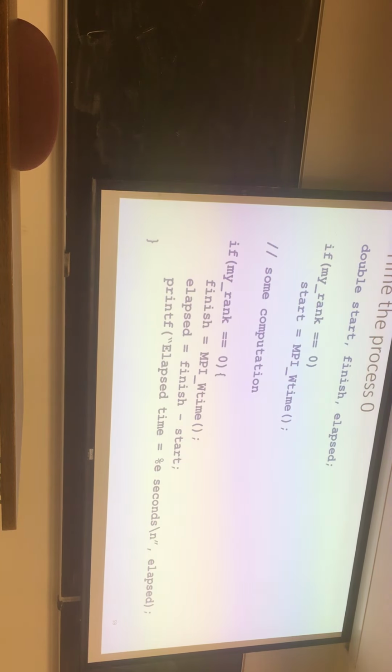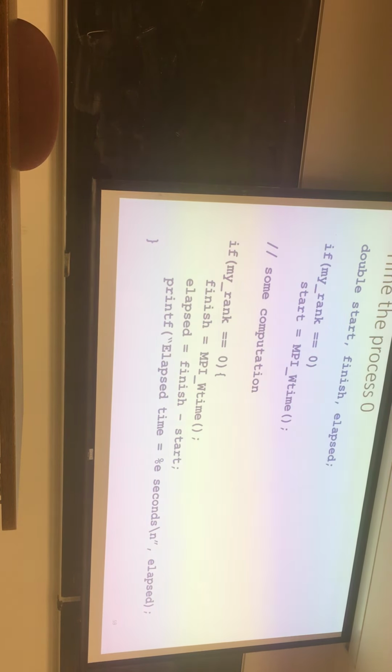So let's say you want to time how long process 0 uses in some computation. What you can do is create 3 different double variables. Then if your rank is 0, you first call MPI_Wtime. This will return a double in the unit of seconds. Then you can run some computation. After this computation, if your rank is still 0, you call this command again. You have a finish time. Then you can just calculate the difference between start and finish. This is the amount of elapsed time, and you can print it out. So this is how you can time your computation.